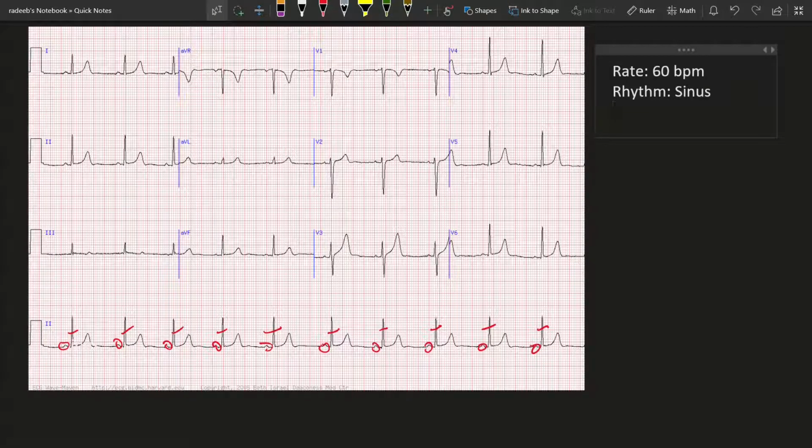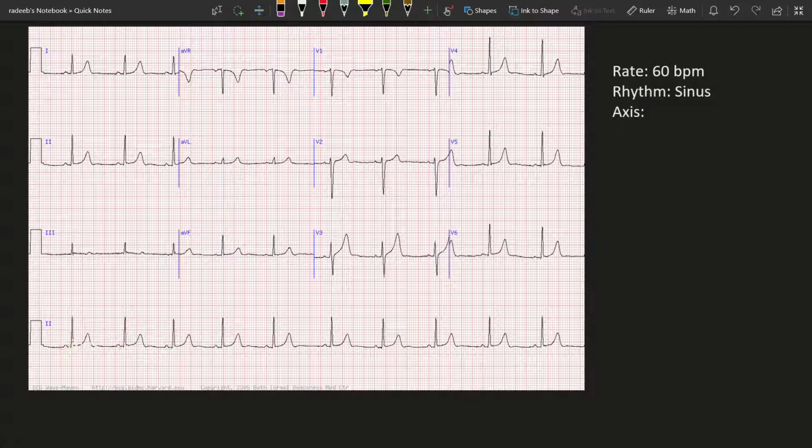Great. Okay, so the next thing that we review in our interpretation is axis. With axis, the way to interpret is to look at two leads. The specific ones would be lead 1 and lead aVF.